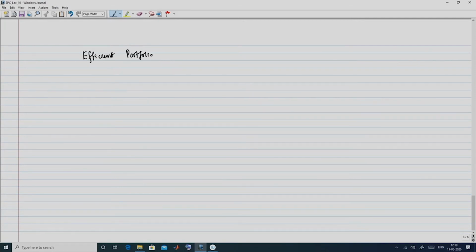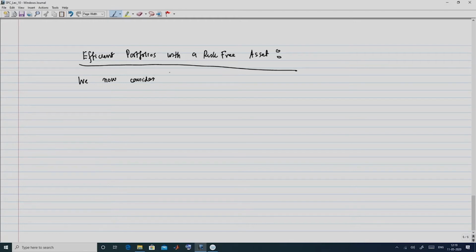So, now let us move on to efficient portfolios with a risk free asset. Let us look a little deeper at the characteristics of the portfolios that lie on this new efficient frontier, which is a straight line. Accordingly, we now consider the introduction of a risk free asset to the opportunity set formed with n risky assets.